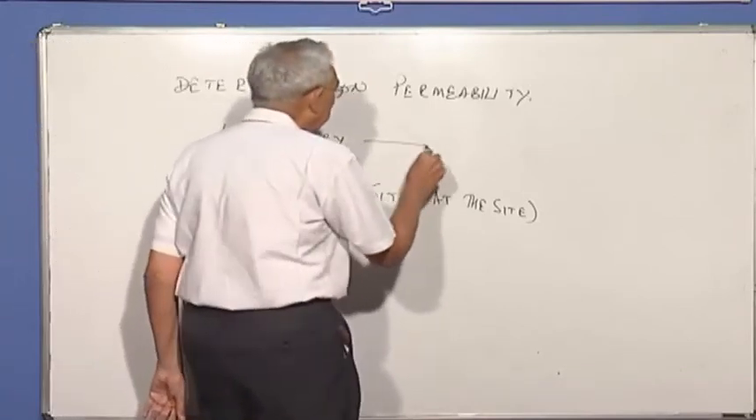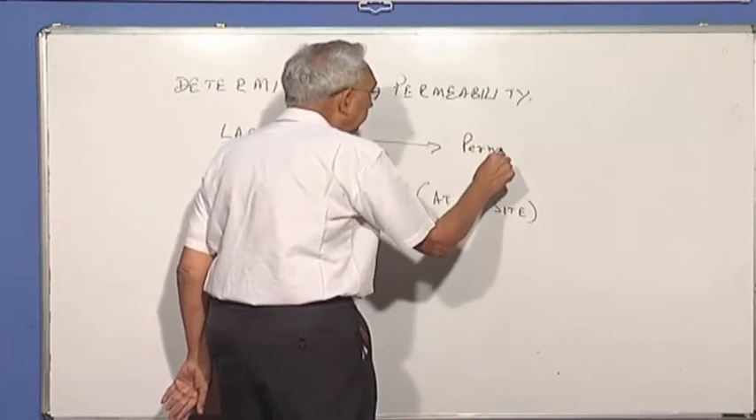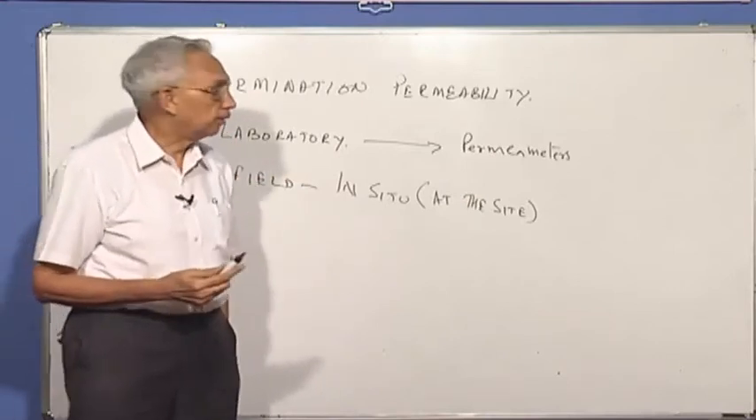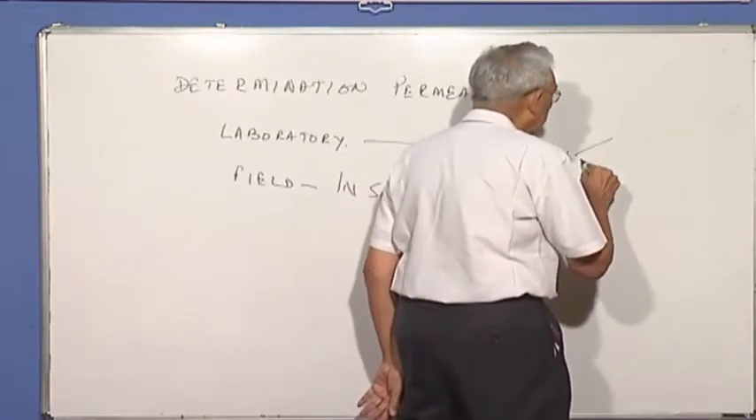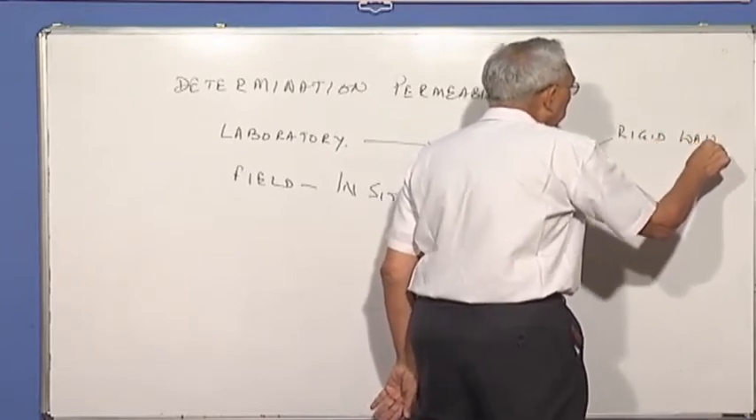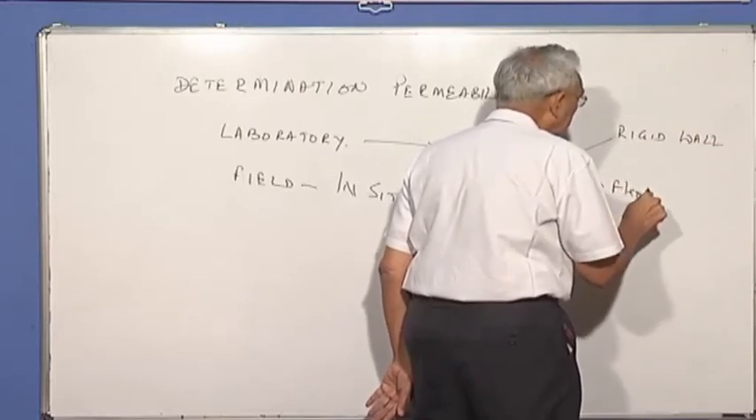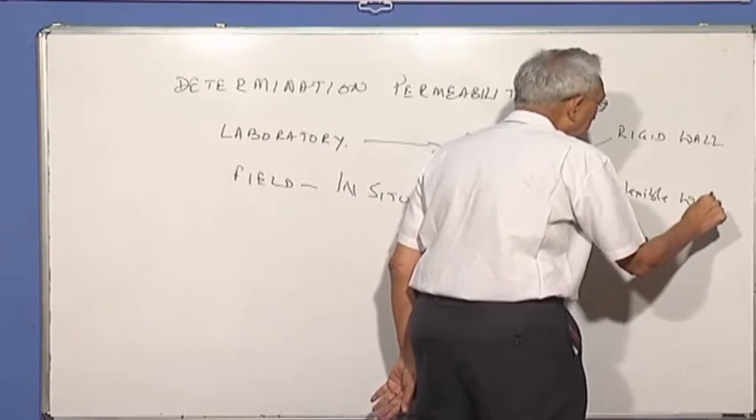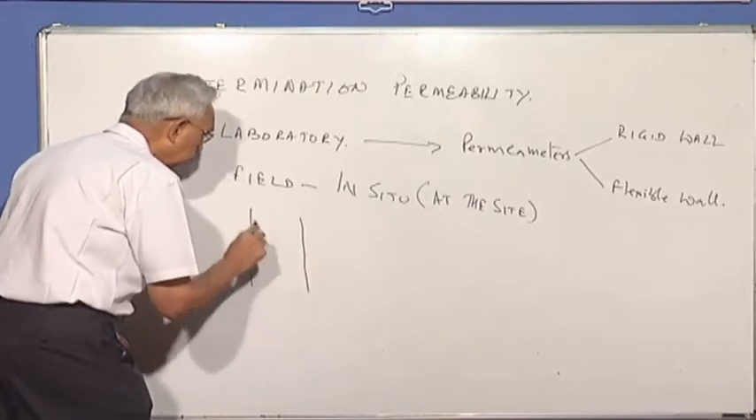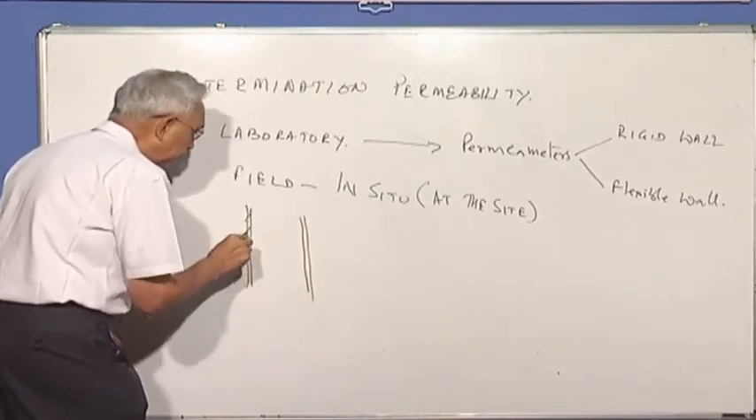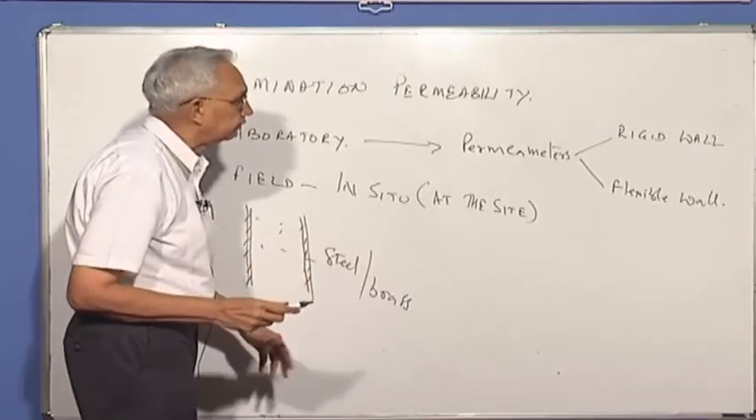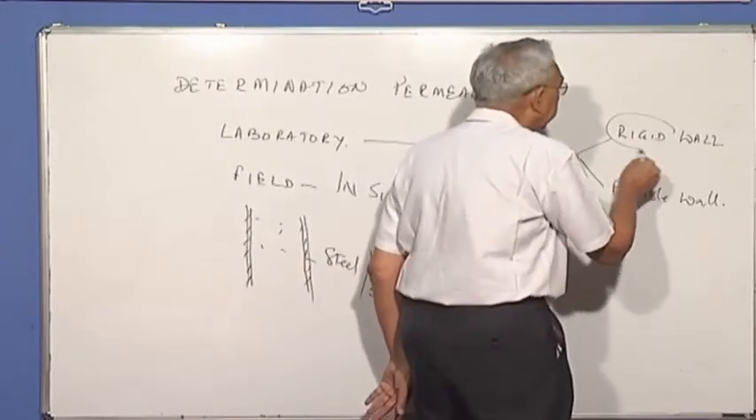In the laboratory, we use what are called permeameters. The apparatus that we use to determine permeability is called a permeameter. We have rigid wall or flexible wall permeameters. If I have a cylinder made of steel or brass, compared to the soil here, this is very stiff. So the walls of the permeameter are rigid.